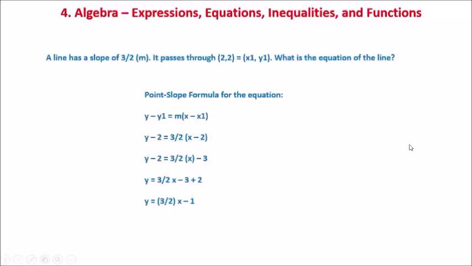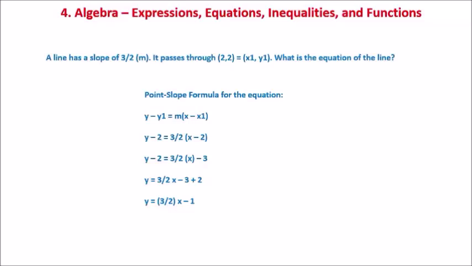Now, the same problem, sometimes they will not give you the picture, okay? So the problem here says that the line has a slope of 3 over 2, that's m. It passes through the point (2, 2), (x1, y1), okay, passing through one point. What is the equation of the line? So in this case, they have not given me the picture. I don't know the intercept, okay? Then how do I find the equation?